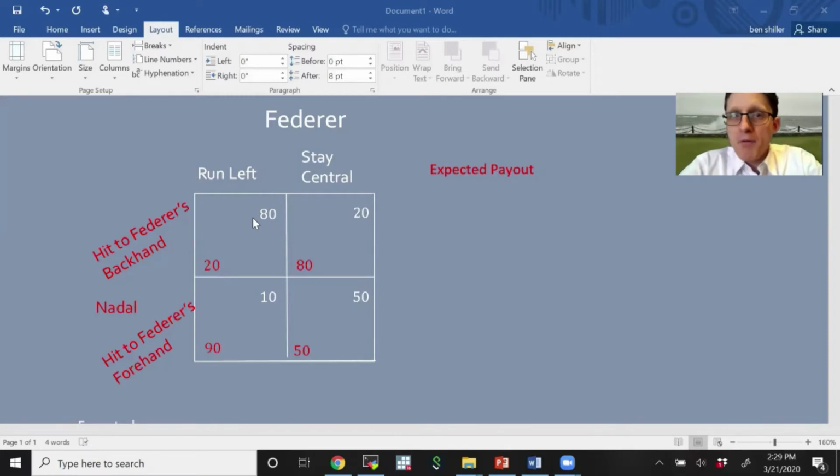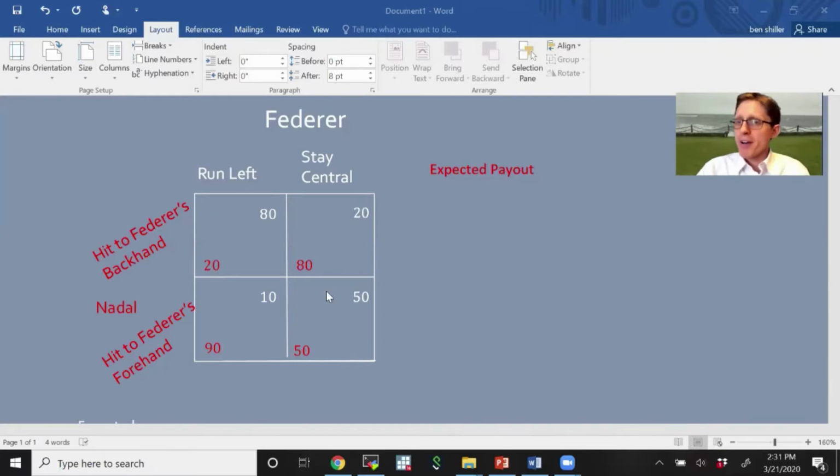So let's say he runs left and Nadal hits to Federer's backhand side. Then we'll say that the probability that Federer wins the point is 80%, and the probability that Nadal wins the point is 20%. Okay? The other option that Federer has is he could stay central. If he stays central, then he can presumably make it to either a forehand or a backhand. He's not going to be leaving part of the court empty. But if he stays central and then Nadal hits to Federer's backhand side, then Federer doesn't have time to run around it and turn it into a forehand. So he has to use his weaker shot, his backhand shot. And that doesn't give him as much of an opportunity to win the point.